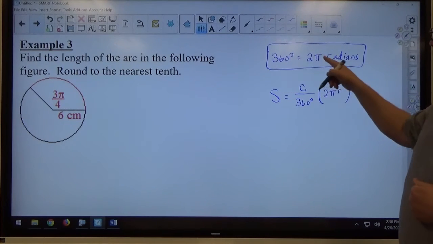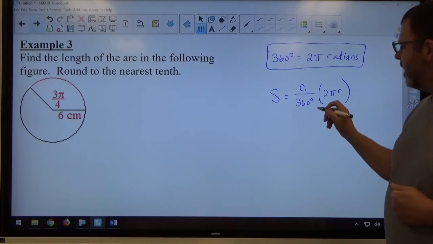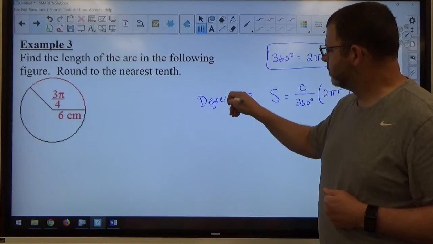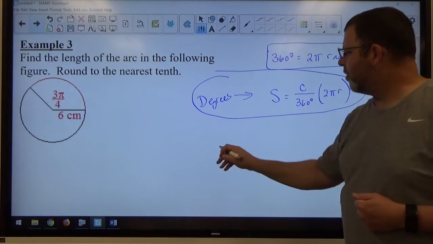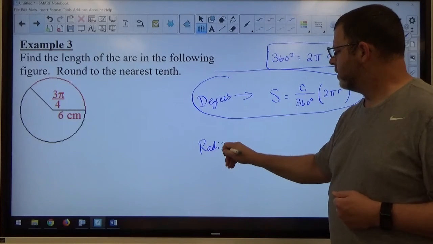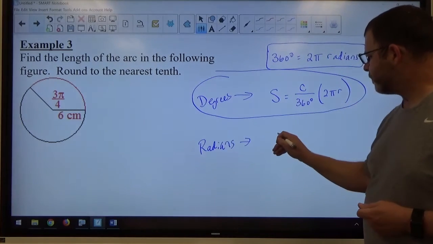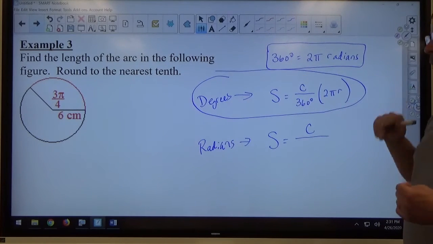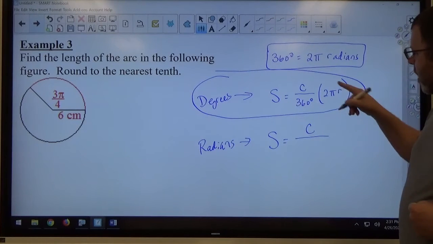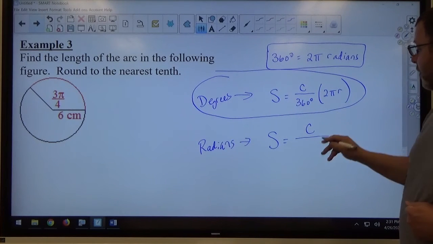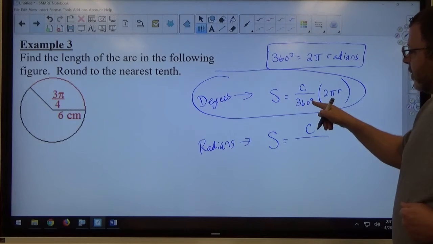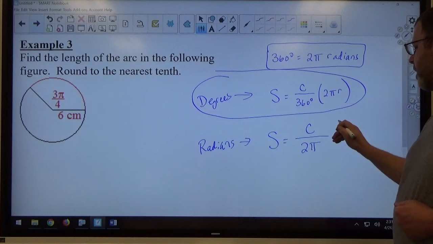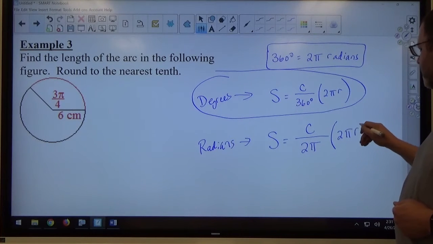If 360 degrees and 2 pi radians mean the same thing, and I'm in radians, so again, this is the degree formula. If I'm in radians, let's just see how the formula works out. The central angle still has some measure. In this case, it's 3 pi over 4, whatever. It is what it is. But C is the central angle in radians this time. But instead of 360 degrees in the bottom, 2 pi radians is all the way around the circle, so I put 2 pi down here. That's being multiplied by 2 pi r.